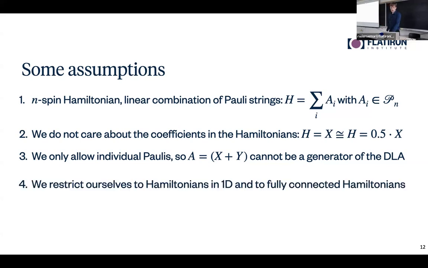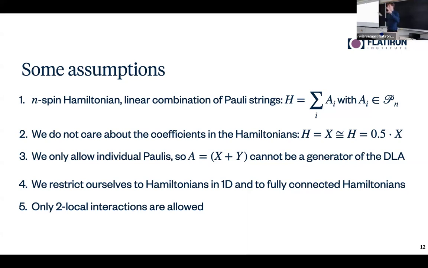Then this is a more physical constraint. We only look at Hamiltonians in 1D, so chains or rings. And then this is a peculiarity that we're also able to prove: if the system is fully connected, then we can also do this classification. And then we only allow 2-local interactions, which is also physics inspired. So this is the setup. I hope this is clear.